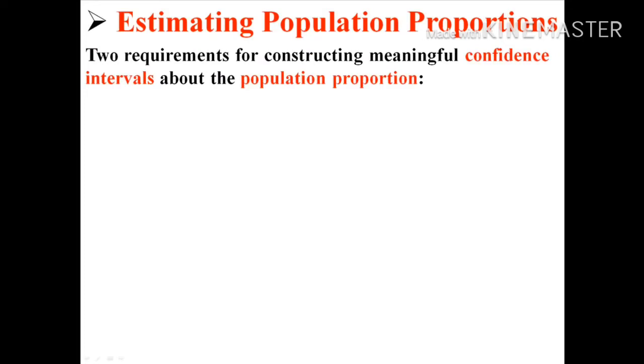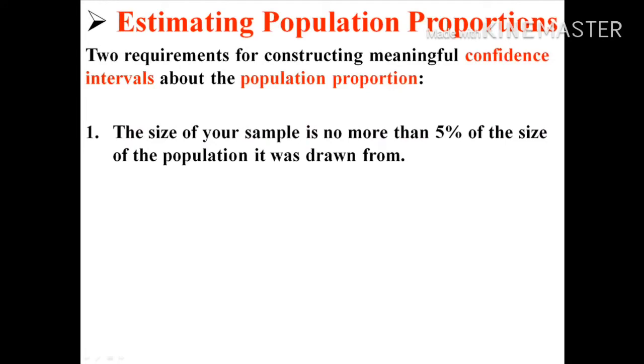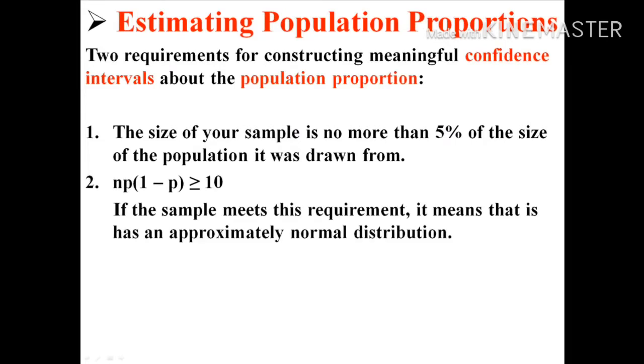So first of all, there are two requirements for constructing a meaningful confidence interval about the population proportion. First, the size of your sample has to be no more than 5% the size of the population it came from, and secondly, this equation right here. If the sample meets the requirement put forth in this equation, it means that it has approximately a normal distribution, so we can compare it to the normal z distribution using z-tables.